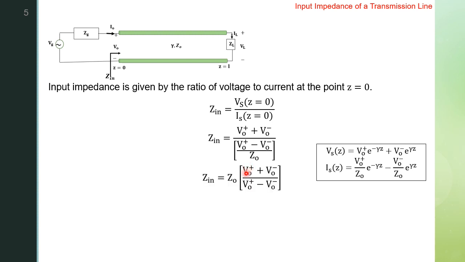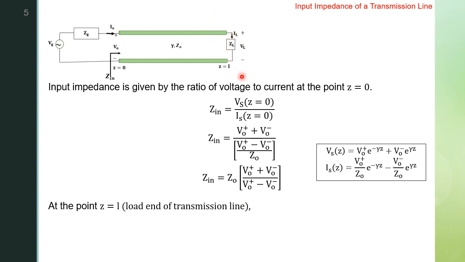So we get Zin equal to, when we take the Z0 to the numerator, Z0 into V0 plus plus V0 minus by V0 plus minus V0 minus. Here we are going to substitute V in terms of the impedance so that we can get the expression for Zin. For that we take the voltage and current at the load end. So when you substitute Z equal to L, we get the voltage and current across the load.